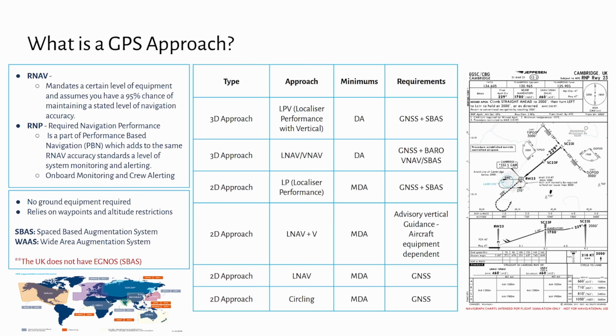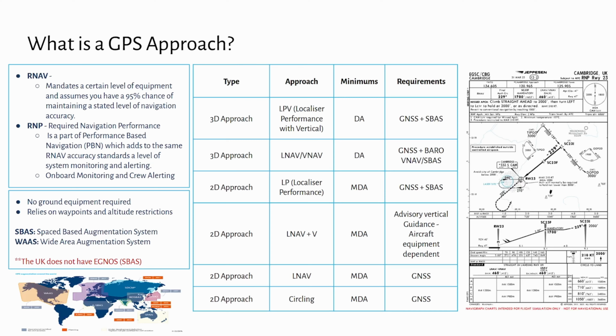So this again is a 2D approach because it doesn't have vertical guidance and is usually used in places with either high obstacles or high terrain. And then we move on to our 3D approaches. One you may notice on this chart, as well as other charts around the UK and the world, is an LNAV/VNAV approach. Now this is a 3D approach because it does have vertical guidance, and the minimums for this is a decision altitude/decision height.